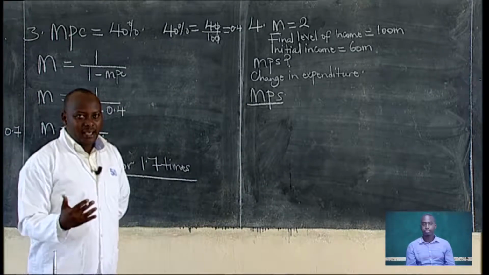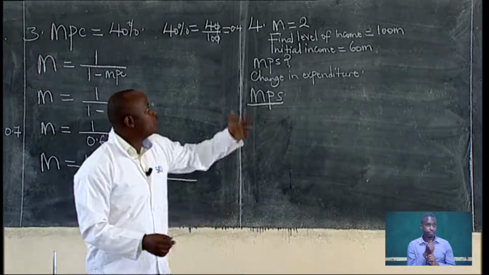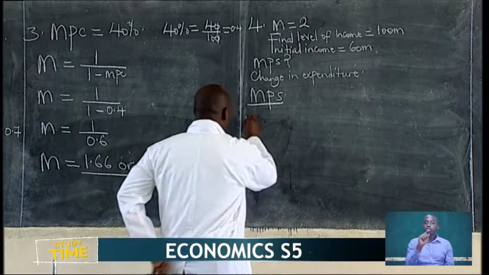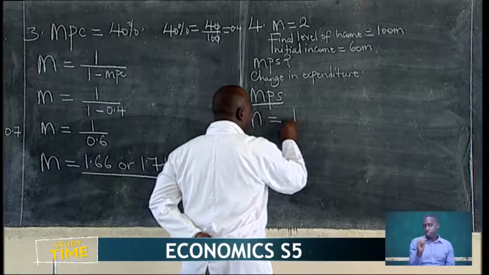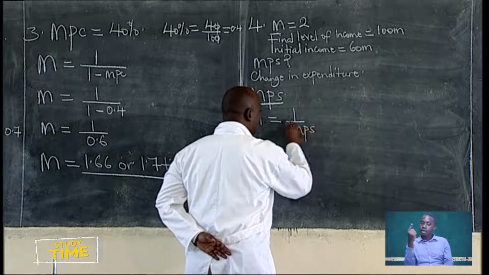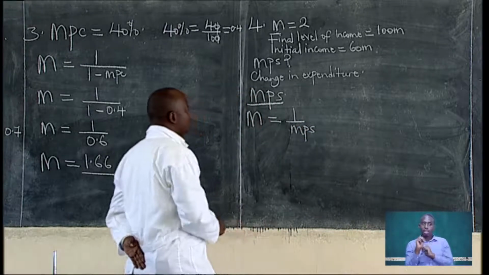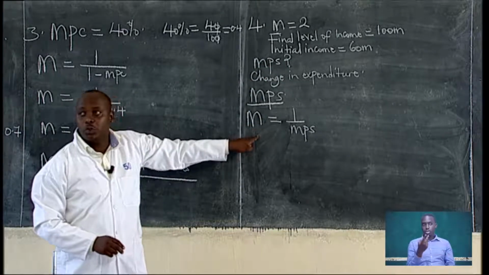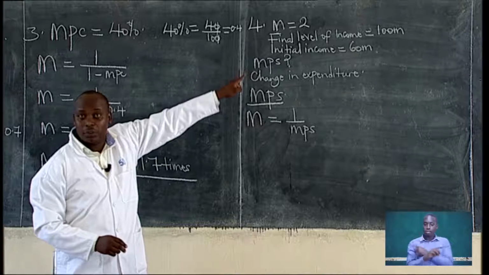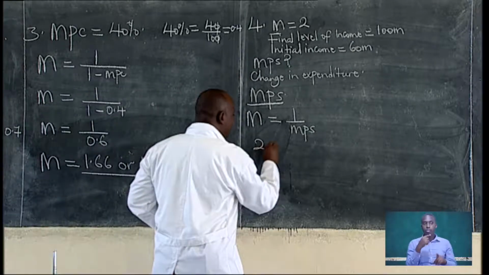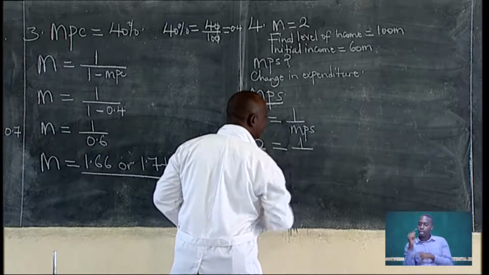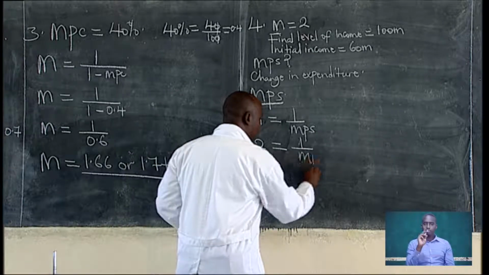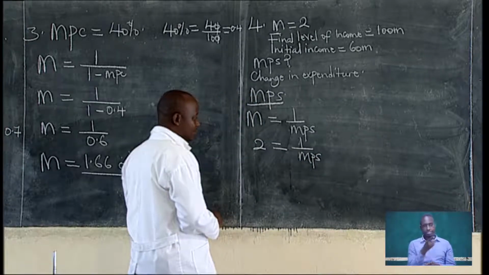Now, to get the MPS, the marginal propensity to save, we are going to use the formula of the multiplier. We know that the multiplier is equal to 1 divided by the marginal propensity to save. We are given the multiplier, which is 2, so where there is M, we substitute in 2. It will be 2 equals 1 divided by the marginal propensity to save. We are not given the marginal propensity to save, our MPS.